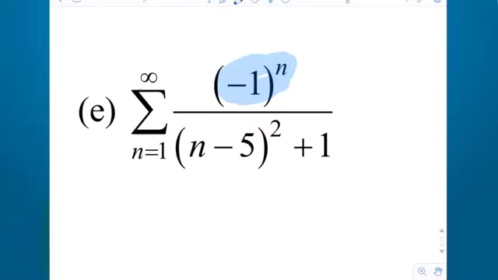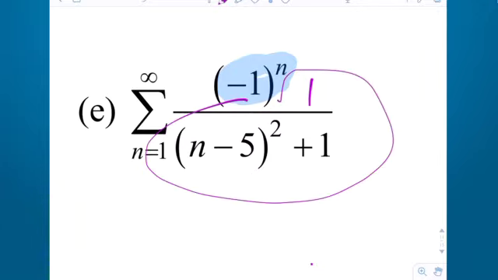There it is. What's left without it? You're left with 1 over that. Quickly, do you think that converges or diverges? It converges. Good. Because we have the alternator, you can get rid of it, and we're left with really 1 over n squared. 1 over n squared is going to go to 0. And if you go out far enough for larger and larger values of n, these terms will be monotonic decreasing. So this one converges by the alternating series test. The limit of 1 over (n minus 5) squared plus 1 goes to 0, and the terms are monotonic decreasing.